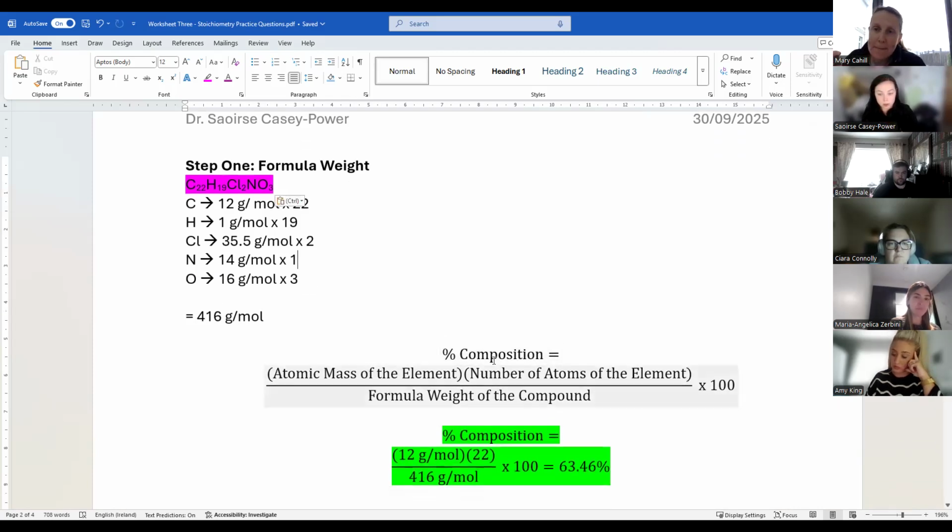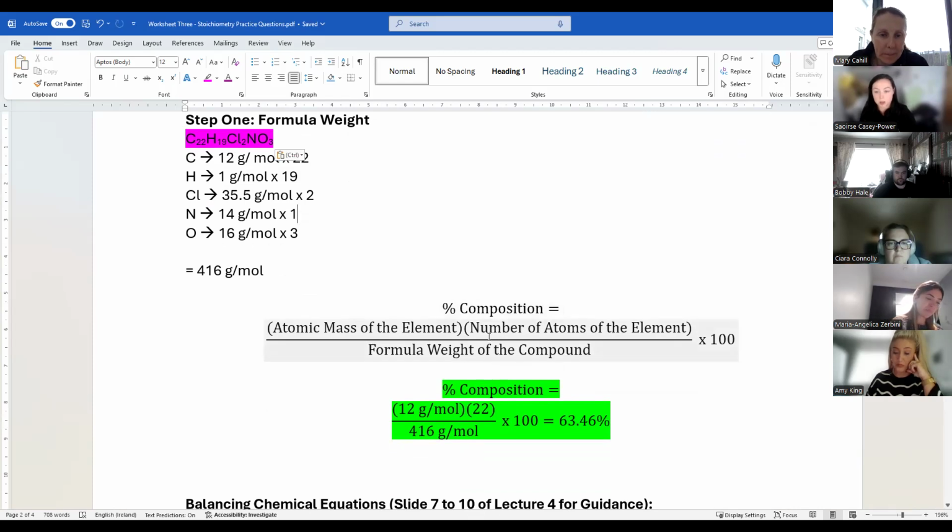So moving on then, I've taken this directly from our slides. To work out the percentage composition of any element within a formula, you take the atomic mass of that element we're looking for, multiply it by the number of atoms of that element that are in the formula, and then put it over the total formula weight of that compound. In this case, it asks for carbon.